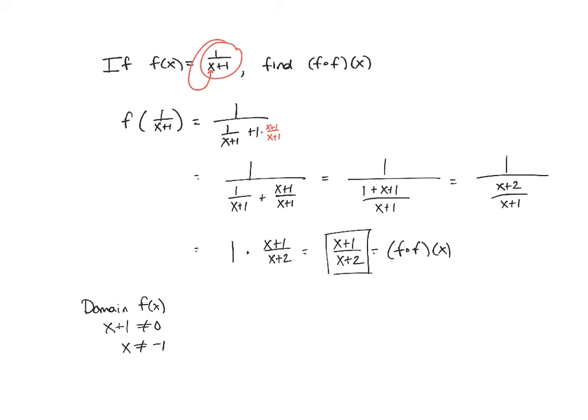If you look at the simplified answer that we have at the end, we also see x plus 2 in the denominator. So when we're looking at that x plus 2, we're also going to need to make sure that x plus 2 is not equal to 0. So x cannot be equal to negative 2.